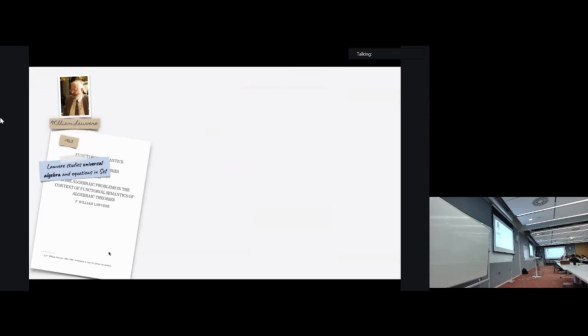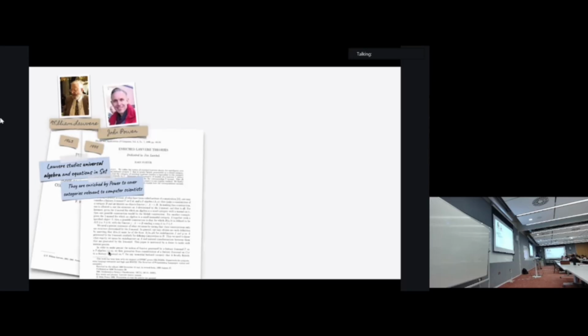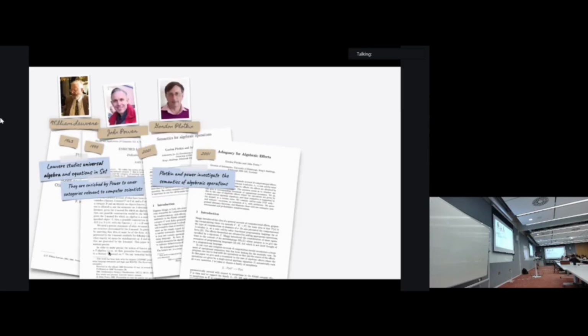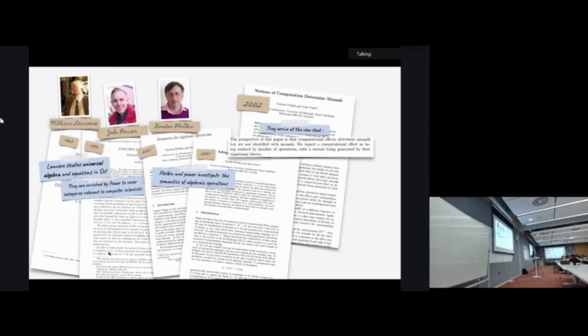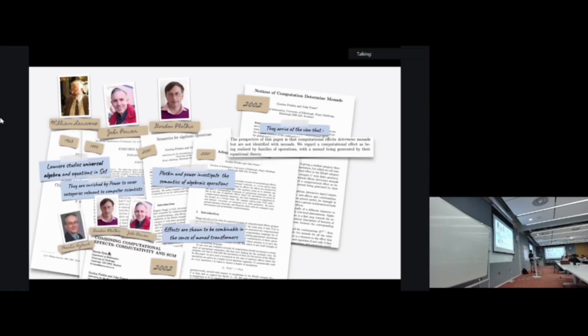Lawvere studied universal algebra and equational theories. We've already seen universal algebra pop up. And John Power looks at how this is useful in the context of computer scientists. And Plotkin and Power talk about the semantics of algebraic operations in a paper in the 2000s. And they arrived at the view that computational effects determine monads but are not identified with monads. So it's an interesting pivot, right? They're saying computational effects aren't exactly what monads are. They give rise to monads, but there's something more fundamental. What is that more fundamental thing? It's these algebraic effects, computational effects.